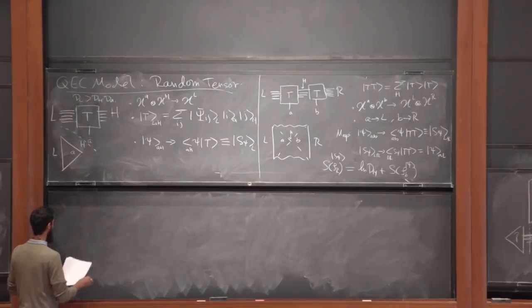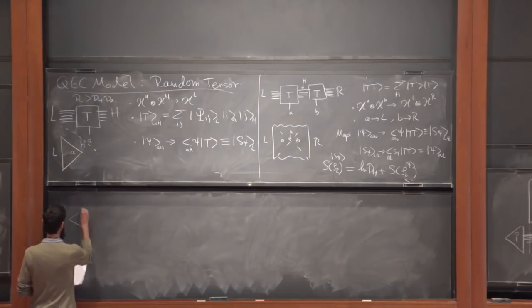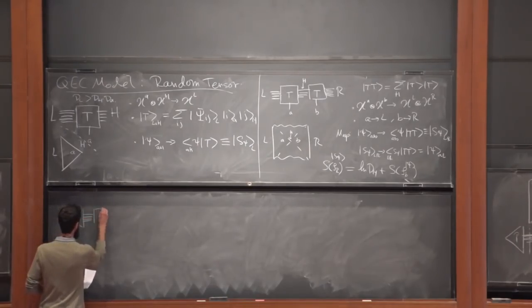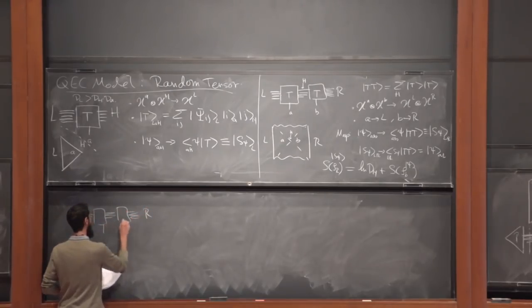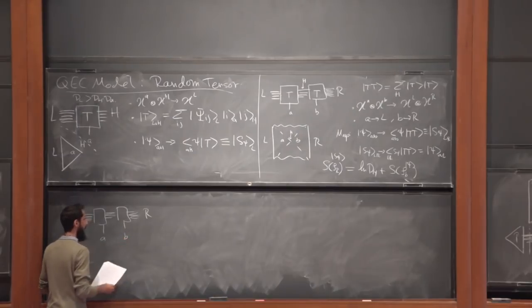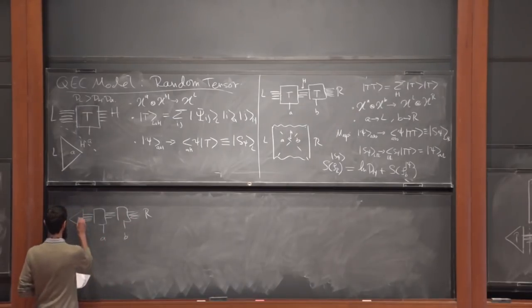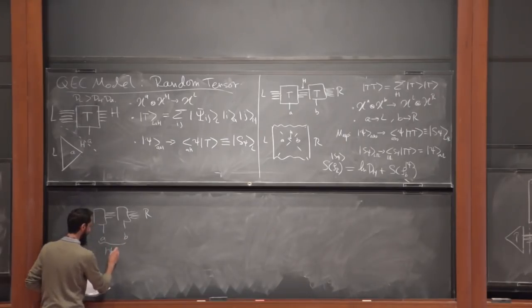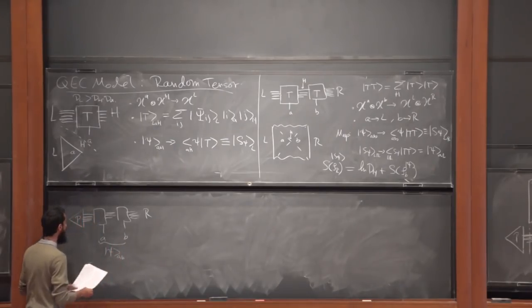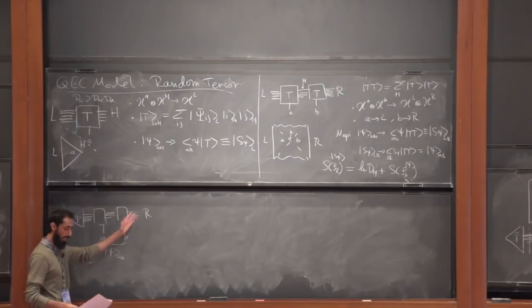Okay, so we were considering tensor networks of this form, which prepare states of R. Let's say here there's some projection, and here there's some state psi. Let's say we initiate this in some state psi AB. So this prepares some state in R.